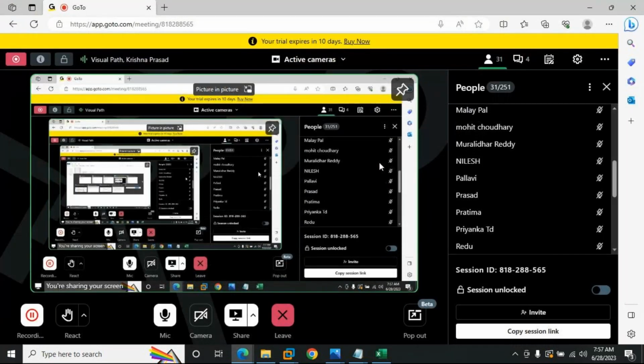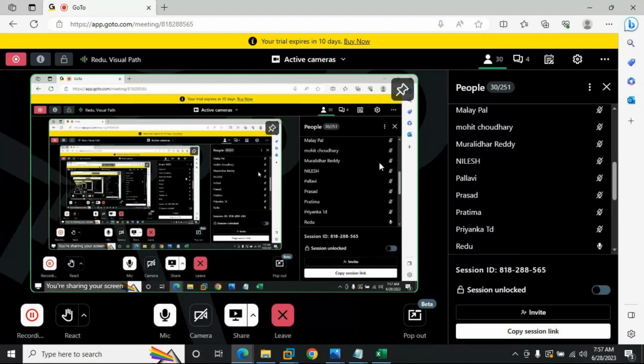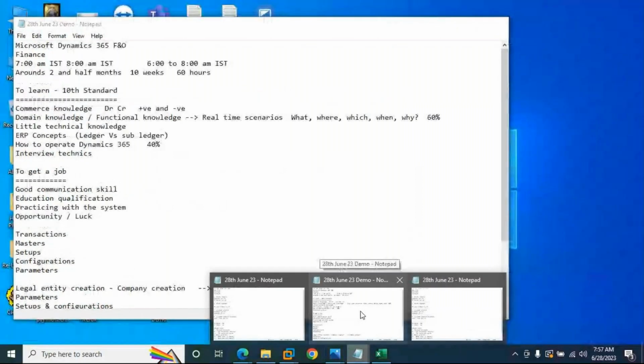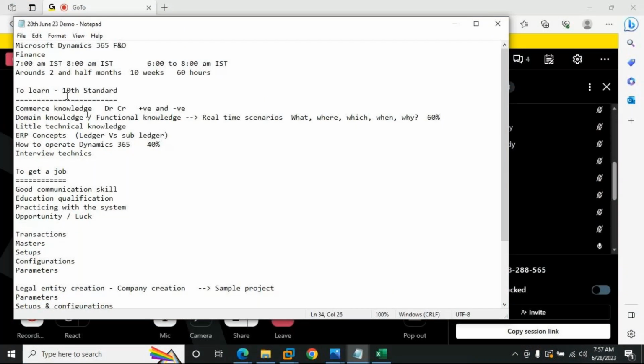How long is this class going to take? Maybe it is 2.5 months. The session will be 2.5 months. I told you clearly, it is 2.5 months. In terms of weeks, it is 10 weeks, roughly plus or minus, and it is around 60 hours.